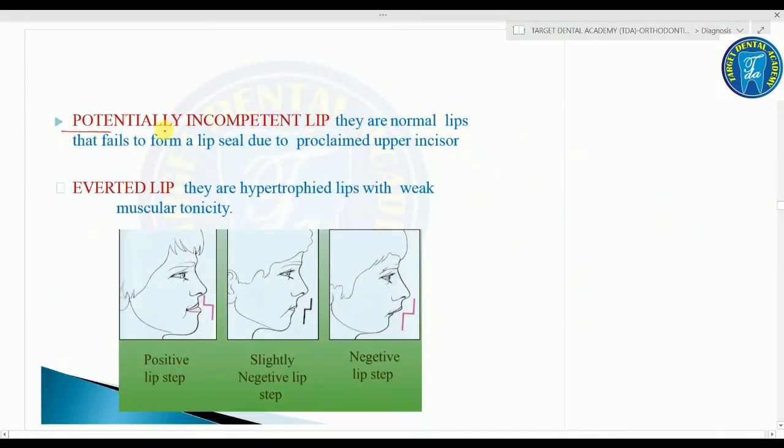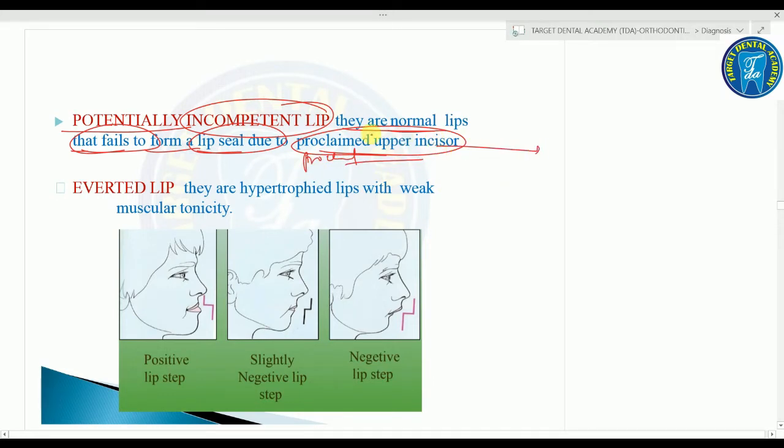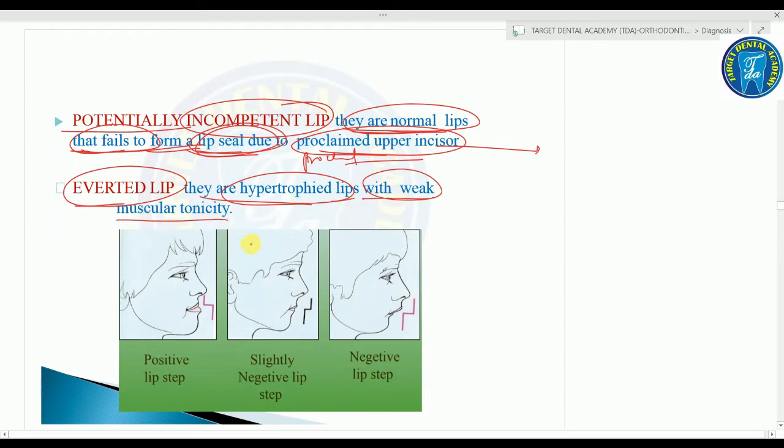Third are the potentially incompetent lips. These are normal lips that fail to form a lip seal due to proclined upper incisors. Due to the proclined upper incisors, the normal lips fail to form a lip seal. And the fourth one are the everted lips. These are hypotrophied lips with a weak muscular tonicity. Very important, commonly asked MCQs about the lip seal.